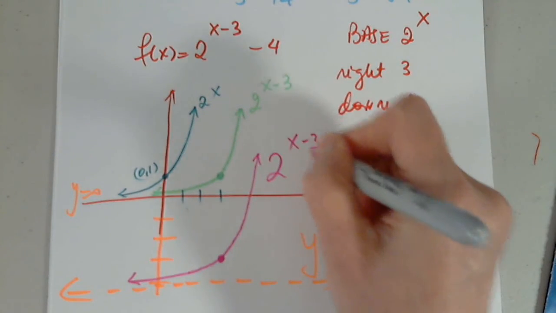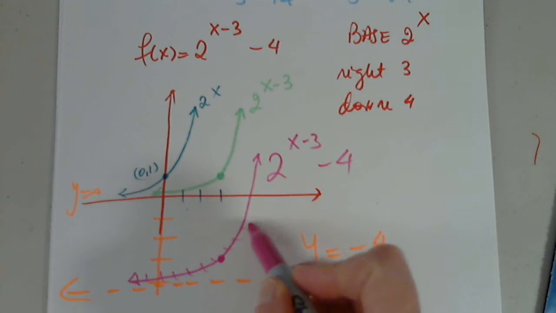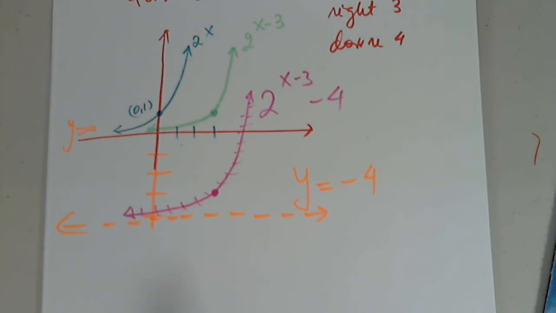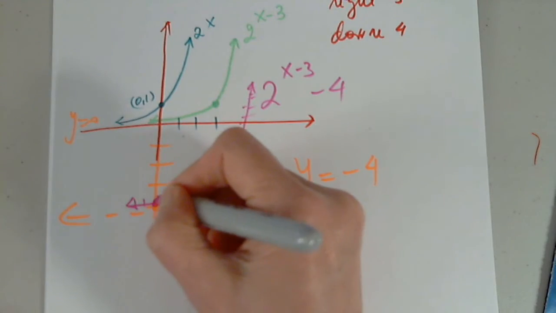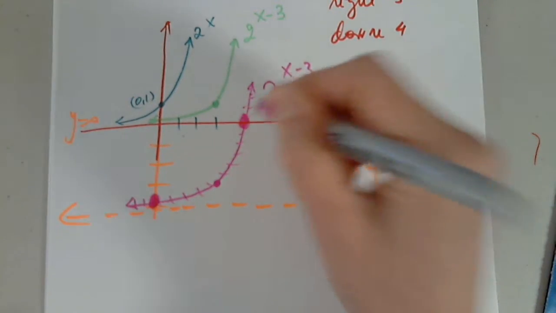2 to x minus 3 minus 4. This is the final graph. You don't have to shade it like that, I just want to make sure you see. Now, I'm probably asked to determine algebraically. So I need to determine this, which is the y-intercept, and I need to determine this, which is the x-intercept.